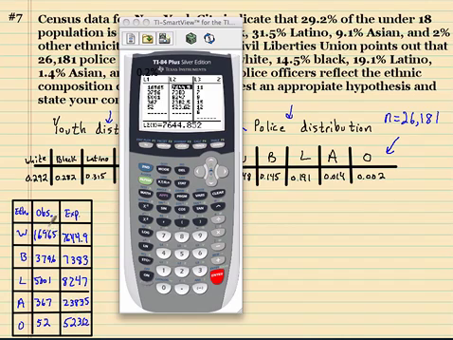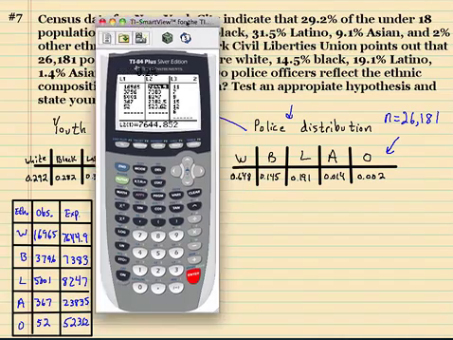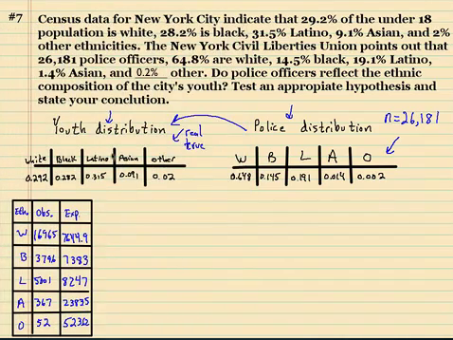And as you could see, we observed almost 17,000, and we only expected about 7,000. So you could see, most likely, that the police distribution of ethnicities does not match the youth distribution, but we have to prove it statistically. Okay, so now that we have those in, we almost pretty much have everything that we have. So let's set up the null.